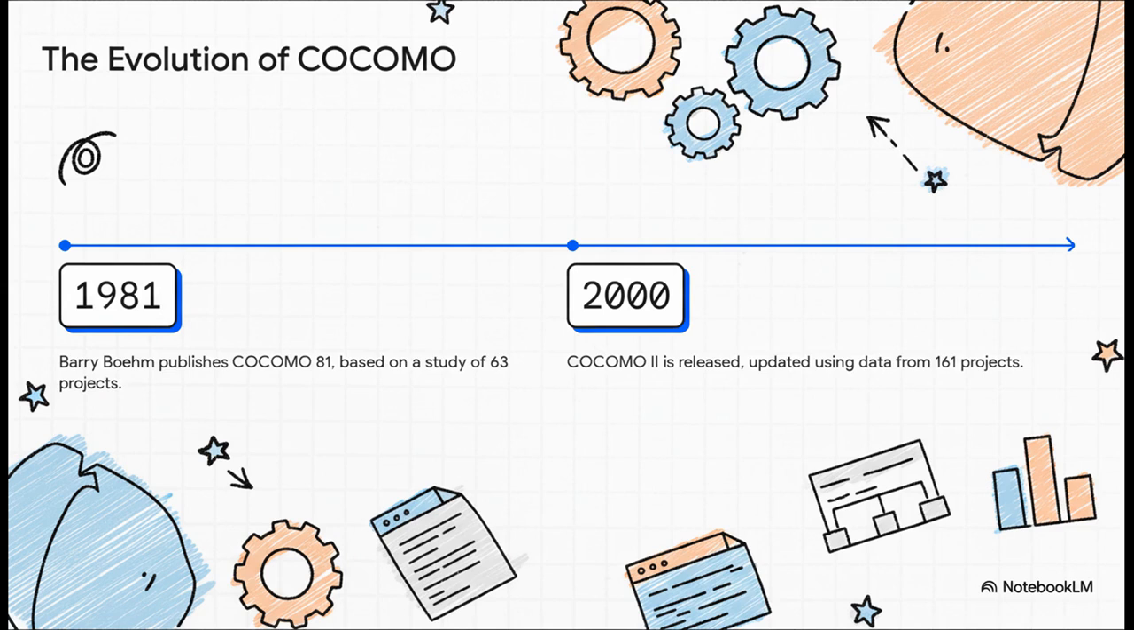And this isn't some new, untested idea. The original COCOMO was developed by Barry Boehm way back in 1981 after he studied 63 real-world projects. And as software development changed, the model changed with it. COCOMO 2 was released in 2000, updated with data from over 160 projects to keep up with the times. So yeah, this thing has stood the test of time.